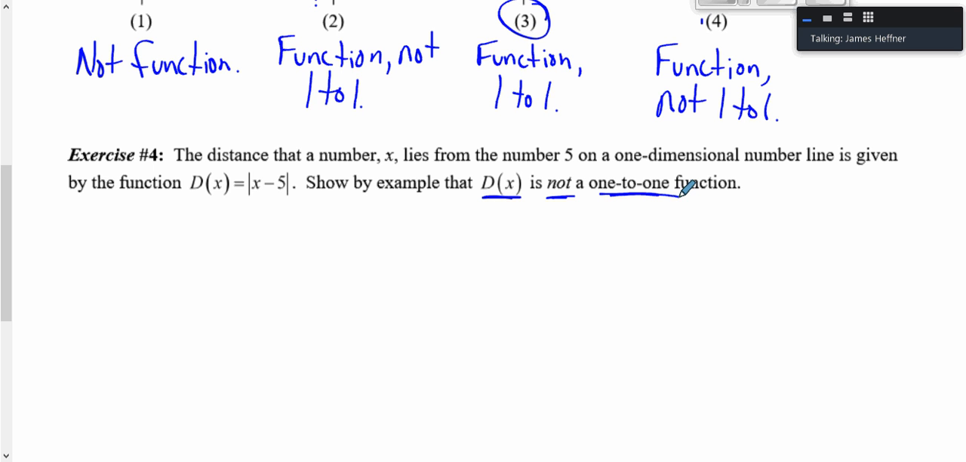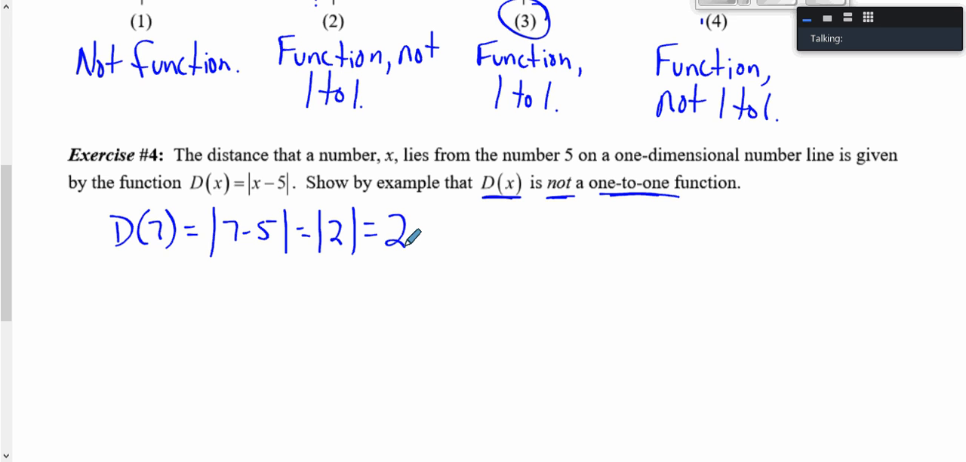I'm not sure how that happens, but let's try like 7. Let's try d of 7 equals the absolute value of 7 minus 5, right? Which is the absolute value of 2, which is 2. What other number is 2 away from 5? 7 is 2 away from 5, isn't it? What other number is 2 on the other side of 5? 3. Okay, let's try d of 3.